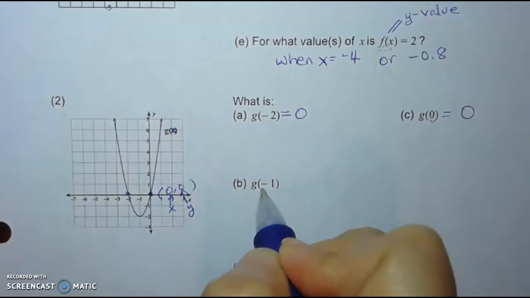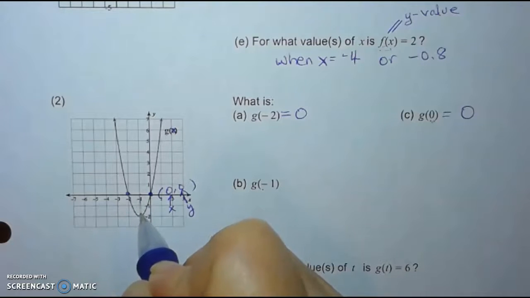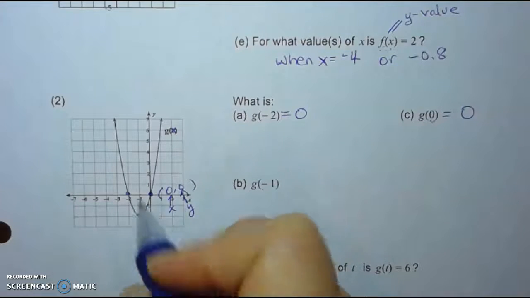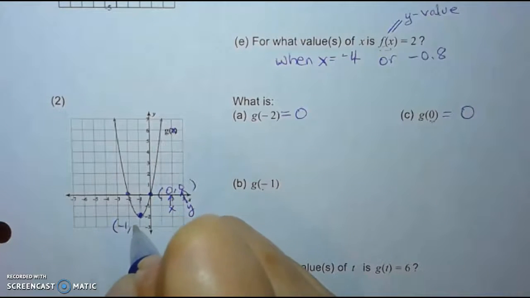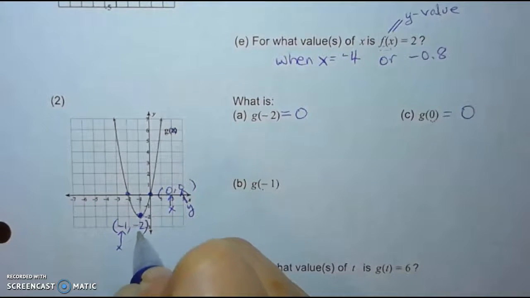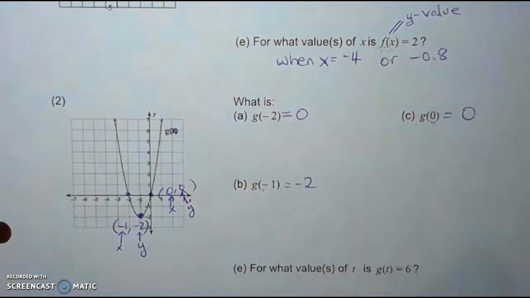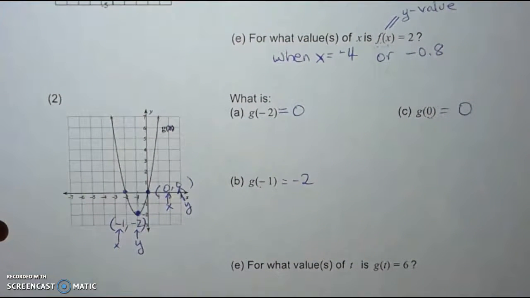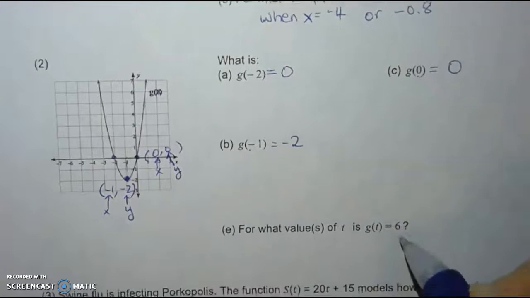-1, that means the input, or the x value, is -1. X is -1 is down here. And so go find the graph, and the graph is right at this point. And the coordinate for this will be (-1, -2). Again, this is the x value, this is the y value. So the y value is -2. Now the question is, what value of t is g of t equal to 6?